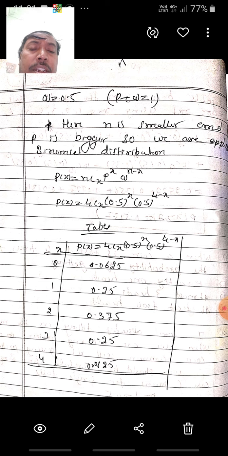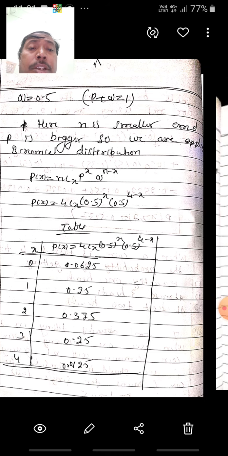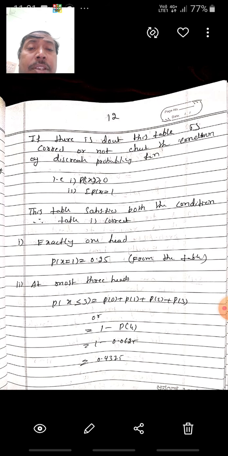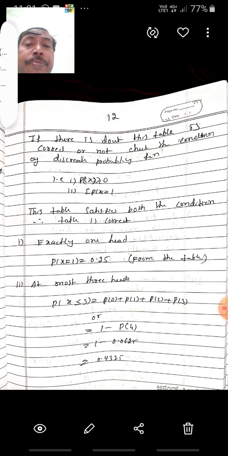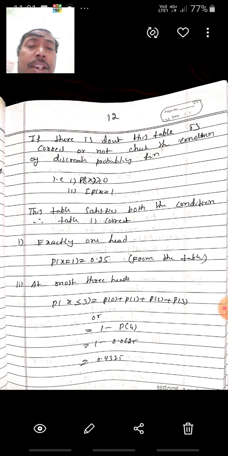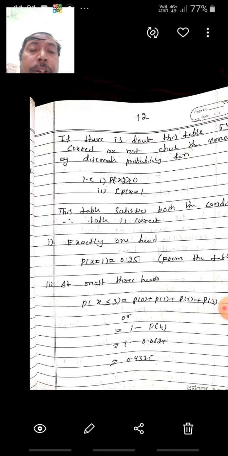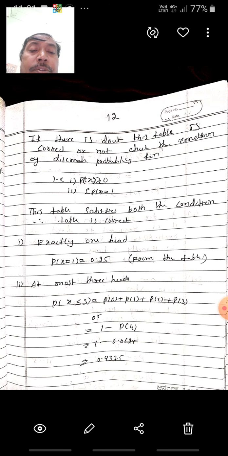Suppose there is a doubt whether this table is correct or not: adding all the p of x values, the total should compulsorily be equal to 1. I am telling you, if there is a doubt whether this table is correct or not, check the conditions of a discrete probability distribution. All p of x are positive and the sum of p of x should be equal to 1. Okay, now using the table, what do you want to find? The first one, exactly one head, means probability x equal to 1. See, x equal to 1 is 0.25 from the table.